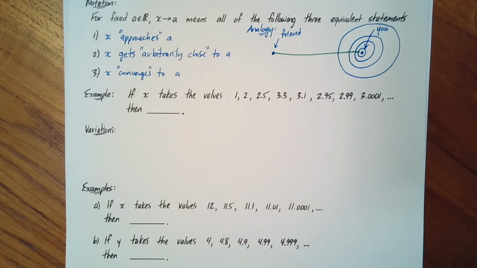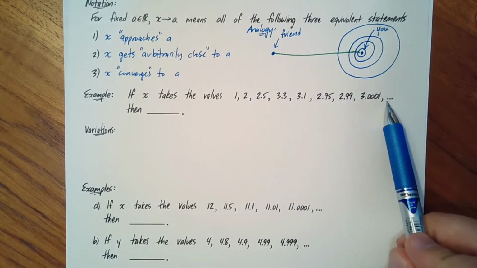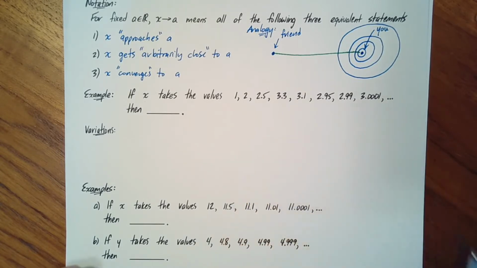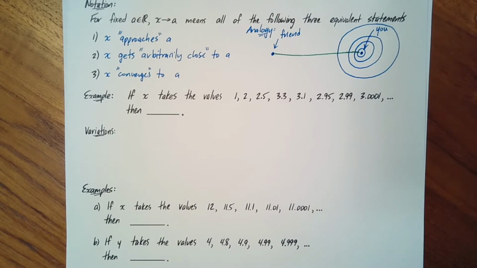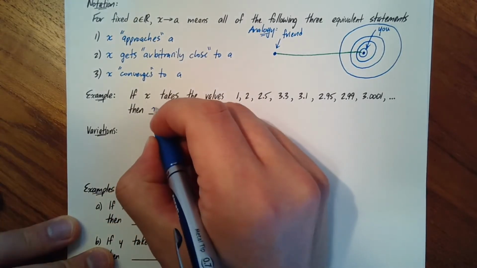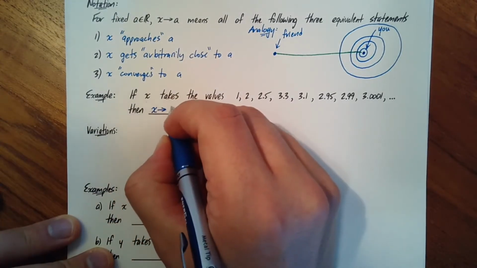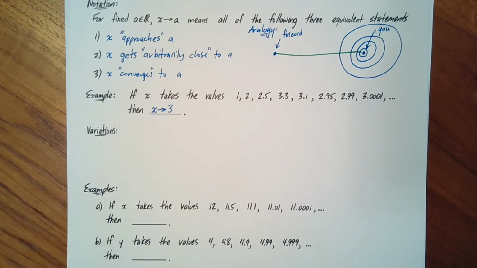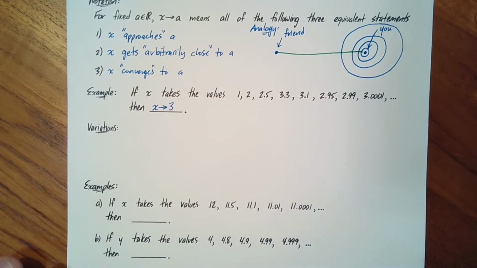Now, you don't know for sure. Unless the pattern's been made clear, you really don't know what's coming next. But let's assume that this trend of getting closer and closer to the number 3 continues. And if that's the case, then this is a perfect example of a situation where you can write x approaches 3. Okay, so that's just a simple example.